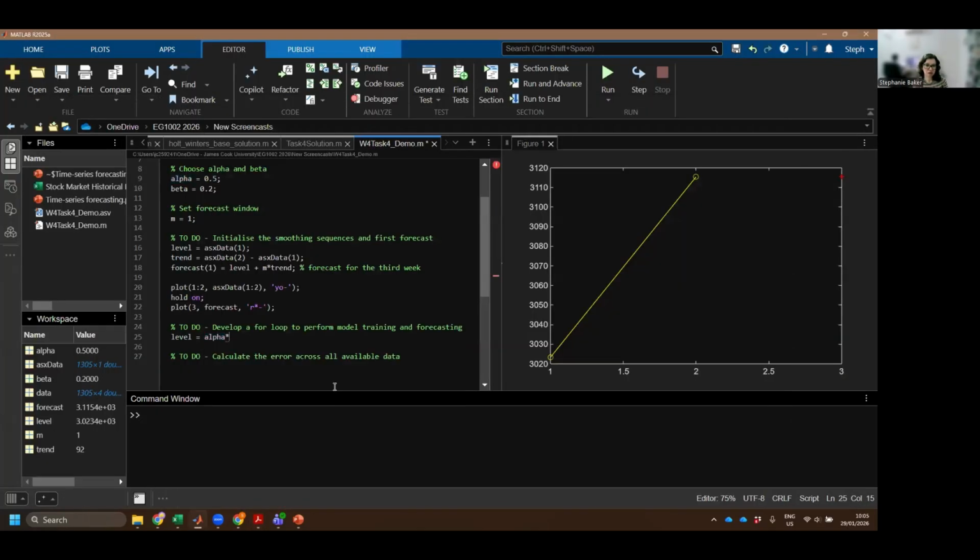So we'll have alpha multiplied by our latest observation. So we're now observing day 3 plus 1 minus alpha, and then we're using yesterday's level and trend. So level plus trend. We can just replace those entirely because we don't need to keep them. And make sure I put my multiplication sign in there. So that's our level update.